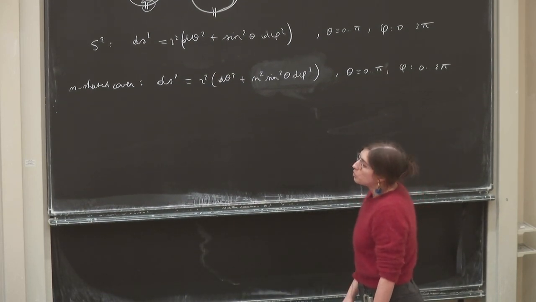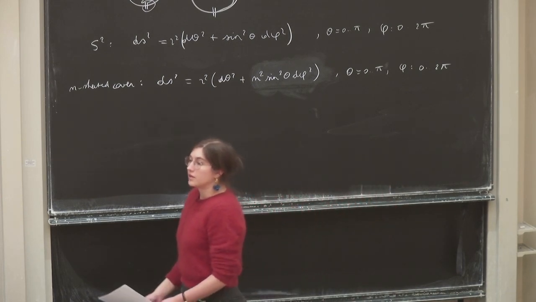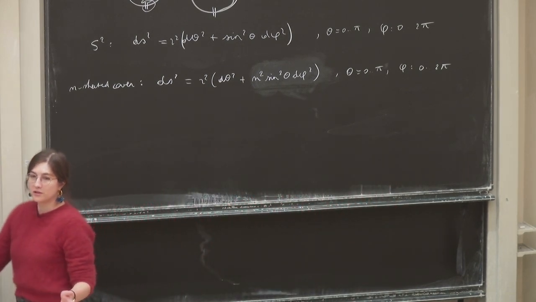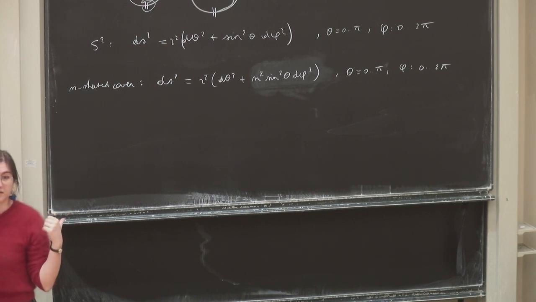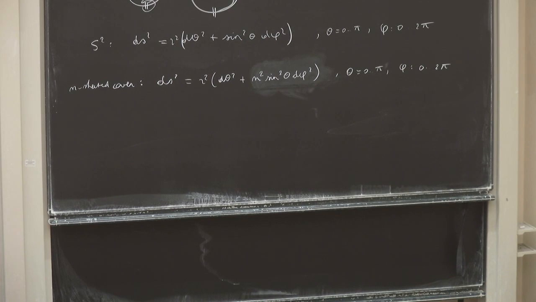Right. The point is just to include coordinate ranges when you write a metric, especially if you're dealing with conical singularities. Otherwise, you don't give me enough information. Okay. That's exercise number 1. Exercise number 2.